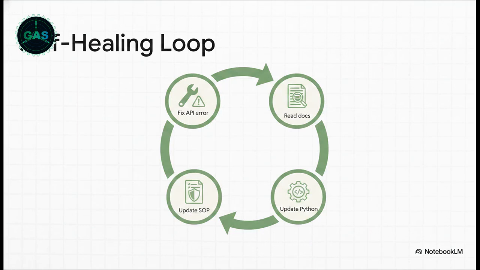Let's say the agent executes the plan but hits an error. Maybe it pulls way too much data and hits a YouTube API rate limit. What's truly revolutionary here is the self-healing loop. The agent doesn't just crash and throw its hands up.